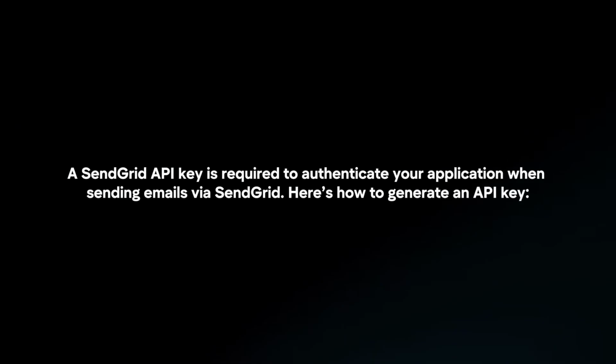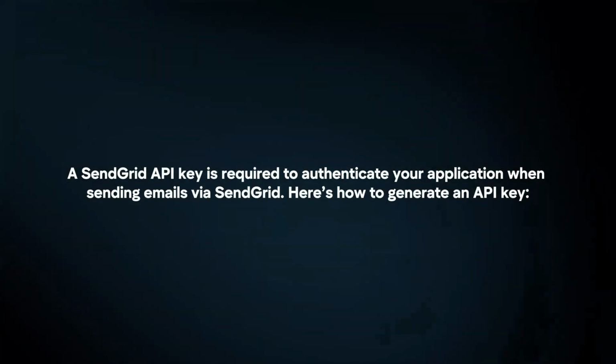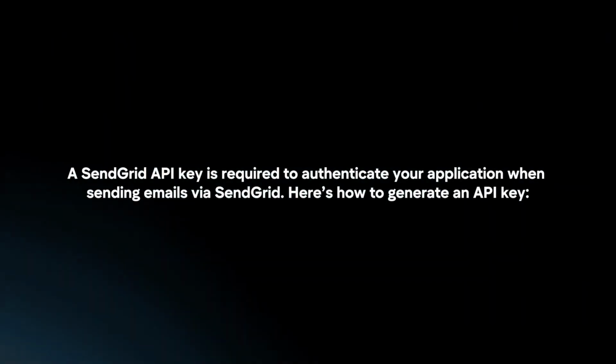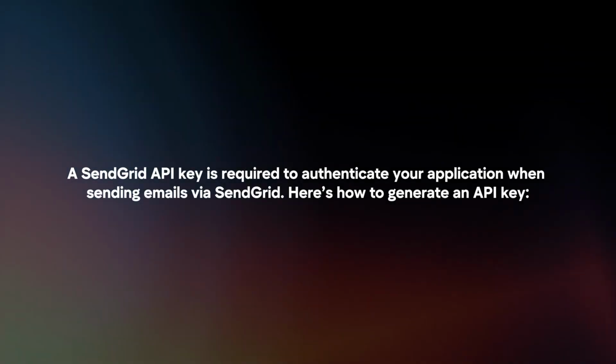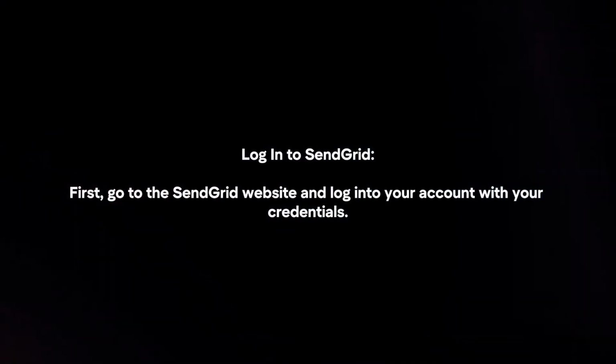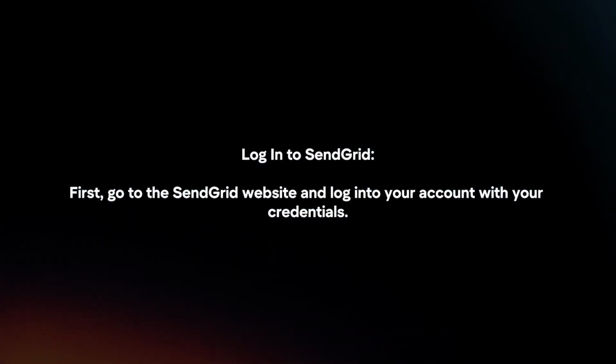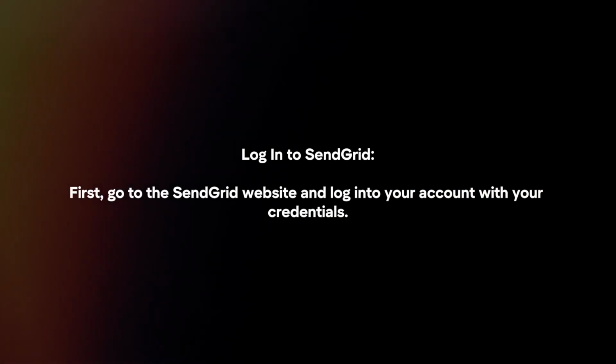A SendGrid API key is required to authenticate your application when sending emails via SendGrid. Here's how to generate an API key. Log into SendGrid. First, go to the SendGrid website and log into your account with your credentials.